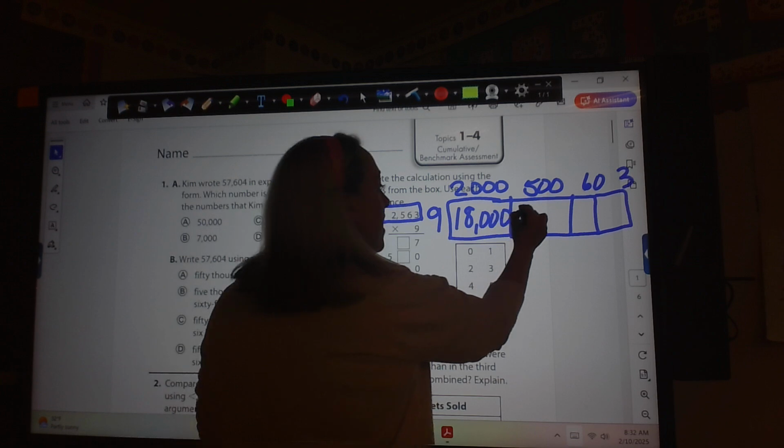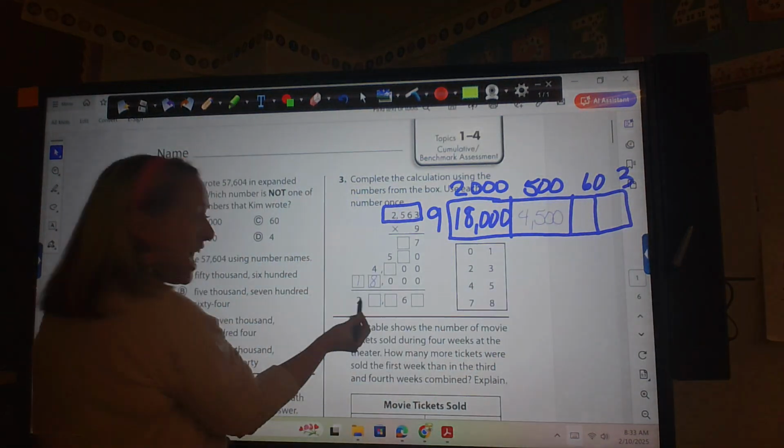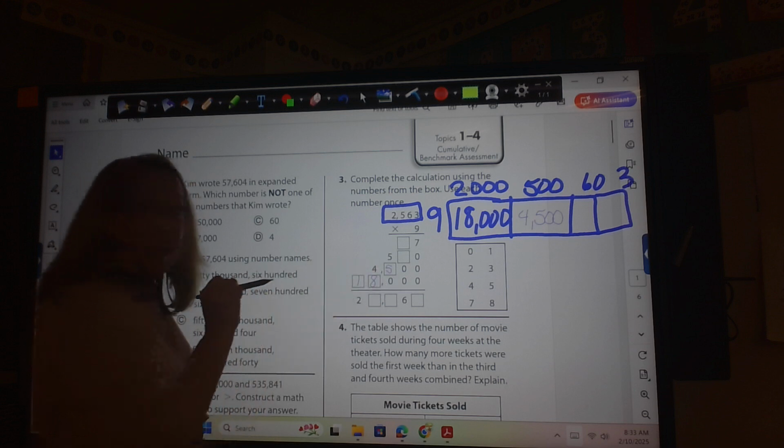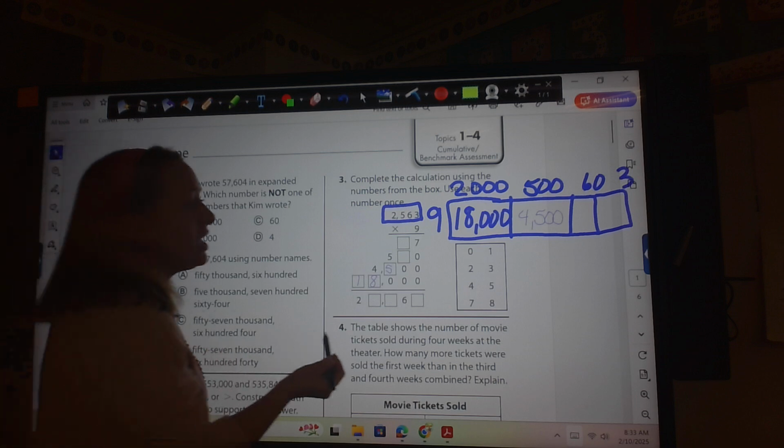Very good. Yeah, 4,500. Good job, Malia. So where is that going to go? There, right? See, it's easy if you just take the steps, guys. If you just try to look at it and wonder what would go there, it's going to be hard. You're not going to be able to get it.